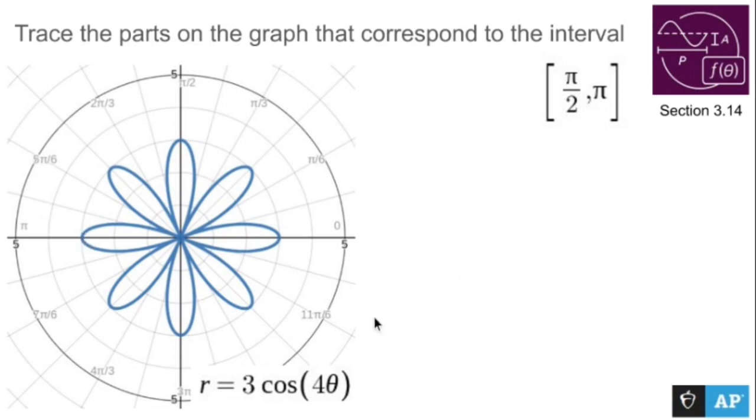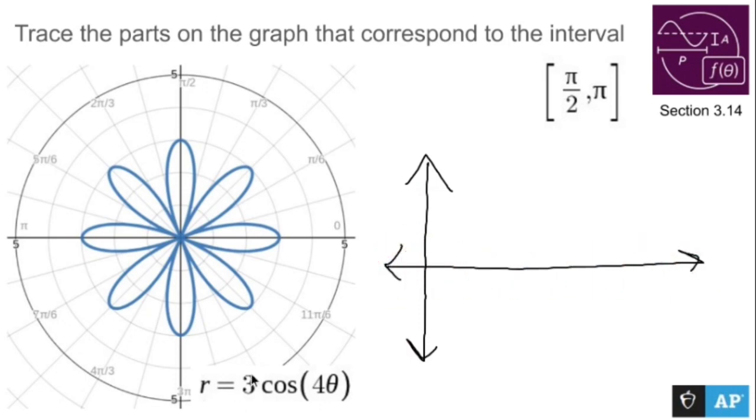What I need to focus on is which part of this graph exists between pi over 2 and pi. So this is what I'm going to do. This is how I'm going to view it. I'm going to, over here, graph what 3 cos 4 theta looks like. The 3 means it goes out to 3. 1, 2, 3. 1, 2, negative 3.